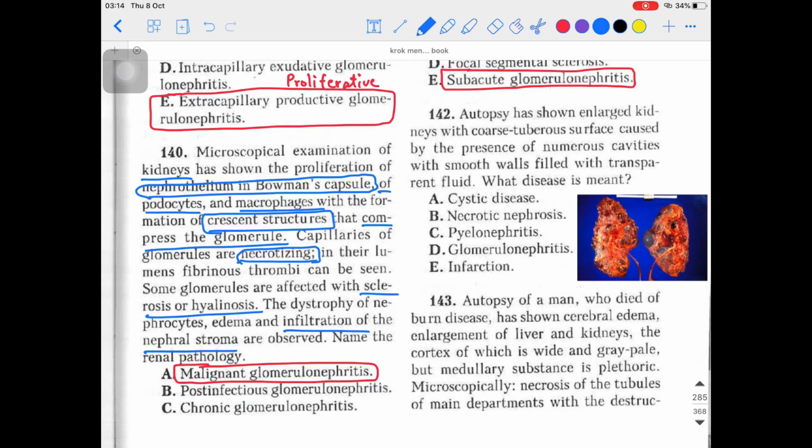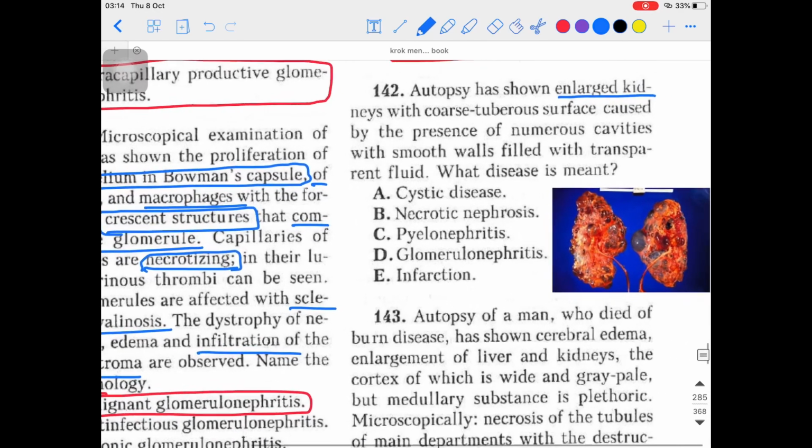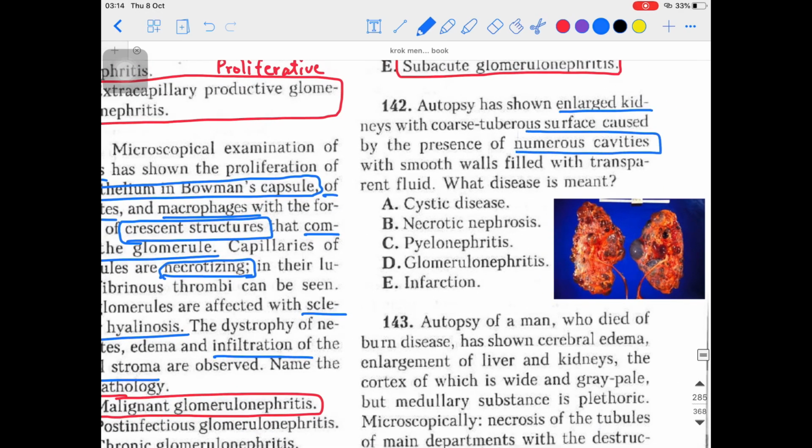Autopsy has shown enlarged kidneys with a coarse tubular surface caused by the presence of numerous cavities with smooth walls filled with transparent fluid. So the question in itself is very clear: the kidneys are enlarged and have numerous cavities on their surface with transparent fluid inside them. So they are talking about polycystic kidneys.